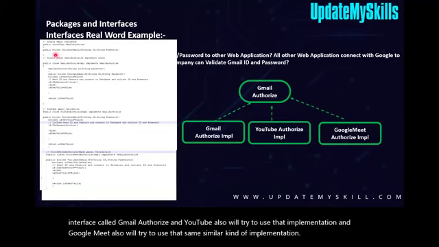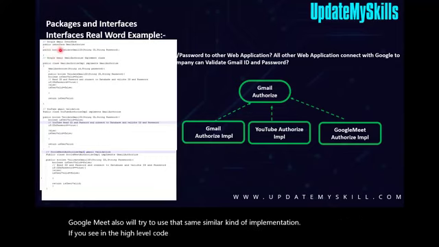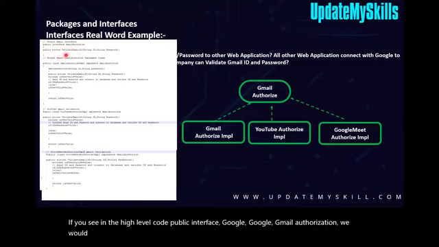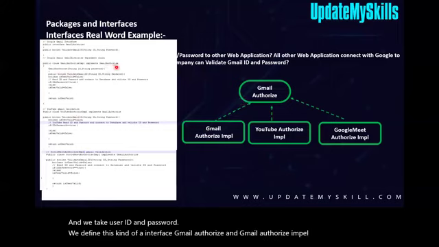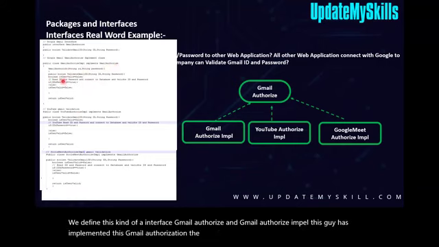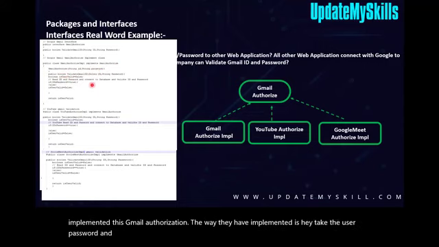If you see it in high-level code, public interface Gmail authorization, we would define a method called validateGmail, and it takes a user ID and password. We define this kind of interface, Gmail authorize. And Gmail authorize impl is the class that has implemented this Gmail authorization. The way they have implemented it is: take the user ID and password, connect to the Gmail database, and validate the user ID and password. Gmail has provided that kind of implementation.